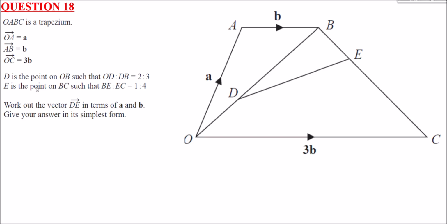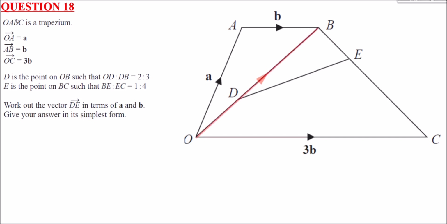And E, similar thing there with splitting the line BC into a ratio. Ultimately, we need to work out vector DE, from here to here, in terms of A and B, giving your answer in simplest form. So there's quite a few steps to go through before we can arrive at a final answer to this one.